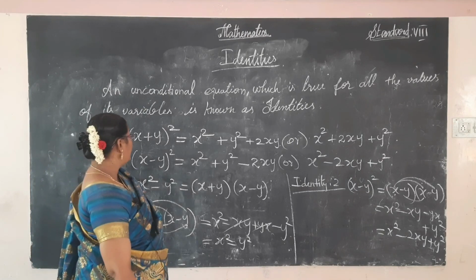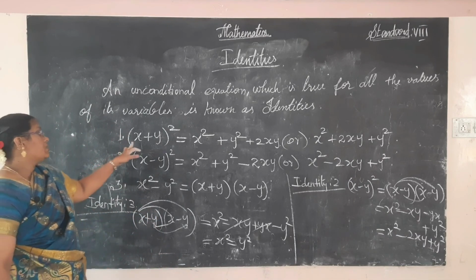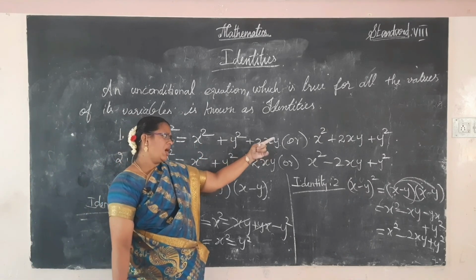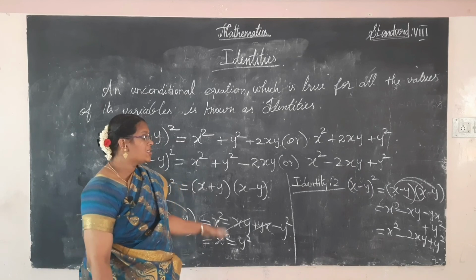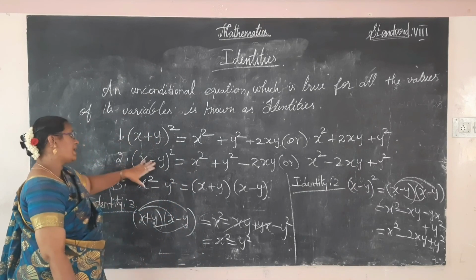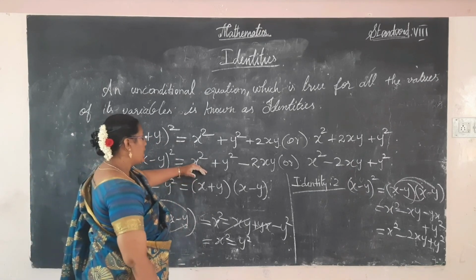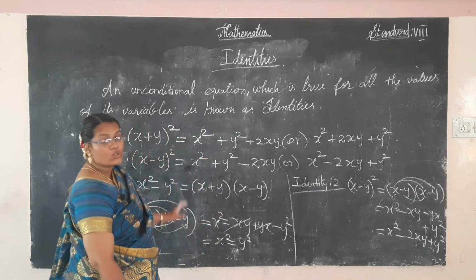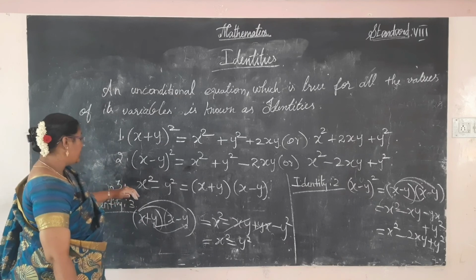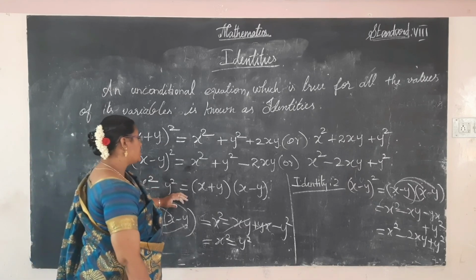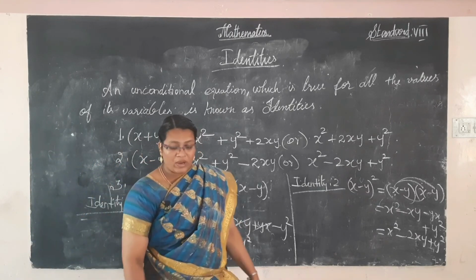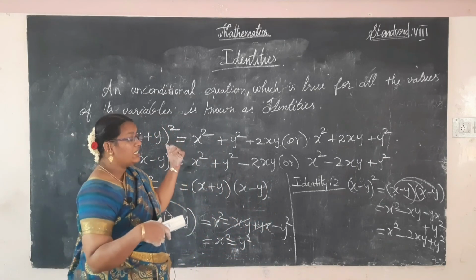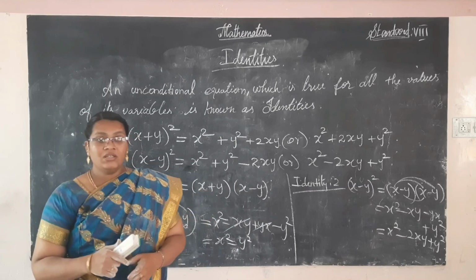So what are the identities we have learned? x plus y the whole square is equal to x square plus y square plus 2xy, or x square plus 2xy plus y square. Second, x minus y the whole square is equal to x square plus y square minus 2xy, or x square minus 2xy plus y square. And third, x square minus y square is equal to x plus y into x minus y. In the next class we will see how to apply these identities in algebraic expressions.